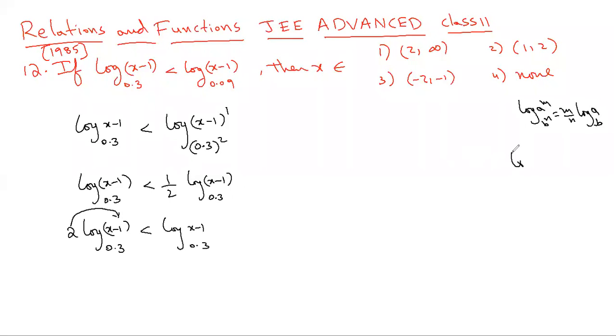So which formula are we going to use? m log a equals log a power m, from RHS to LHS. m log a is there, we are going to write as log a power m. Log (x minus 1) the whole power 2 base 0.3 is less than log (x minus 1) base 0.3.